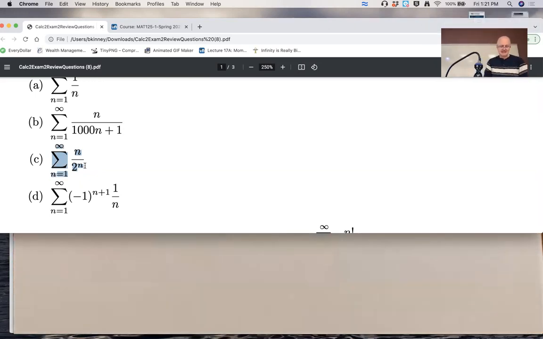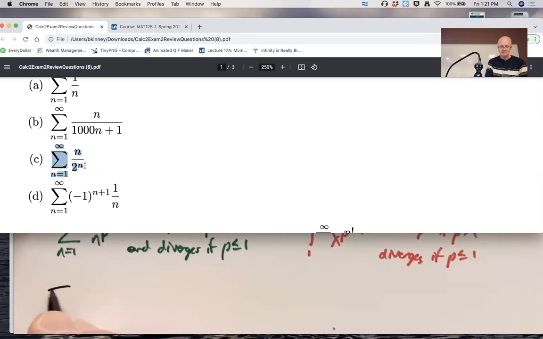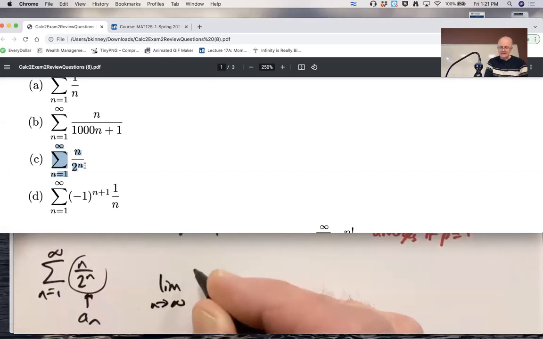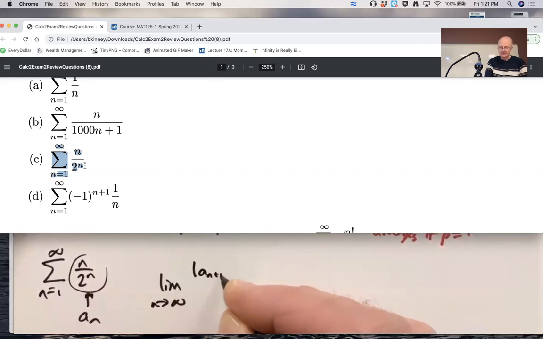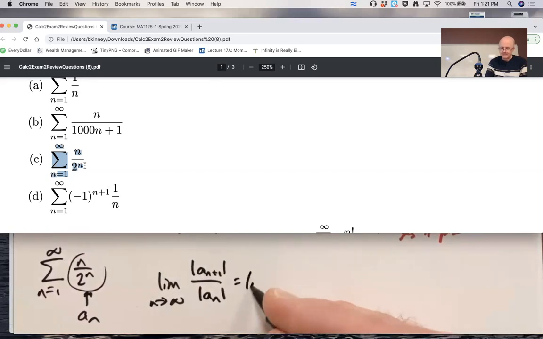The ratio test, yes, is the best thing to use. n over 2 to the n are the terms. These are the a_n's. For the ratio test, we have to compute the limit as n goes to infinity in the general case of the absolute value of a_(n+1) divided by the absolute value of a_n. However, these terms are positive, so we can get rid of the absolute value signs.